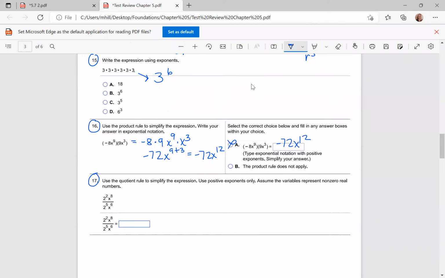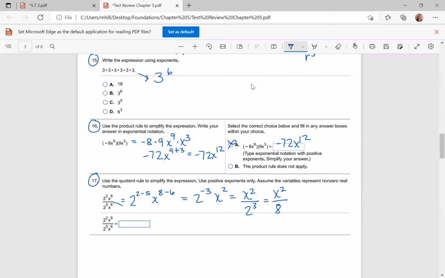On number 17, we're dividing, so we would subtract the exponents. So 2 to the 2 minus 5. I'm going to show you 2 different ways to do this problem because some of you probably will have an easier time with the other way. X to the 8 minus 6 is going to leave me with 2 to the -3 because 2 minus 5 is -3, and x to the second. Well, that -3 can't happen. It has to move to the bottom. So I would end up with x squared, and 2 to the third is just 8.